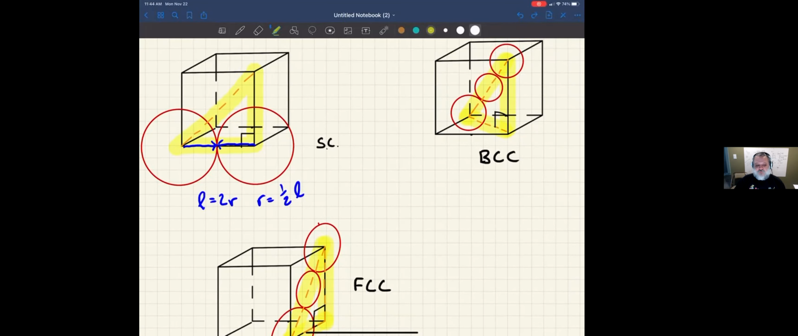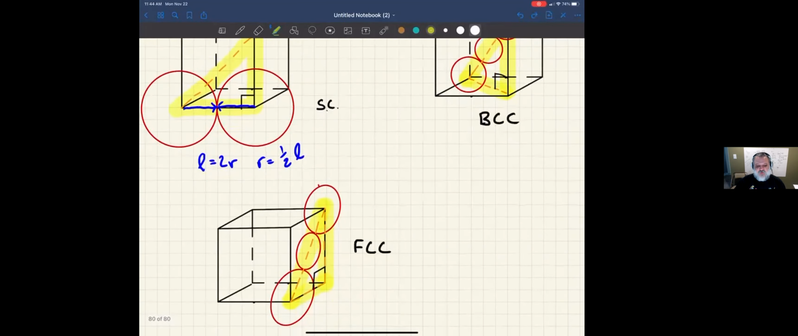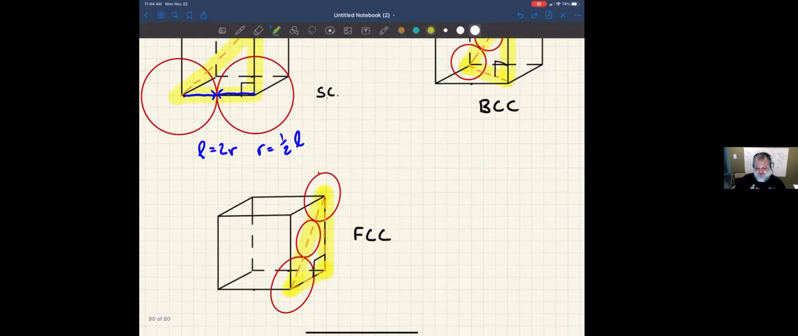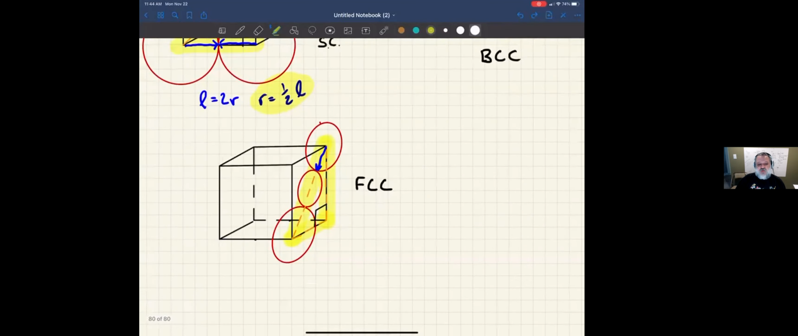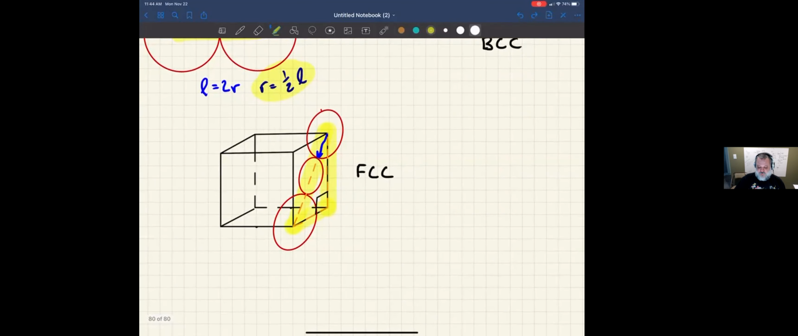Very straightforward. All right, let's go to the face-centered cubic unit cell because that's, I think, the next simplest one. So let's take a look at the radii down here in the face-centered cubic unit cell. There's 1, there's 2, there's 3, there's 4 radii. And so what do the 4 radii equal?